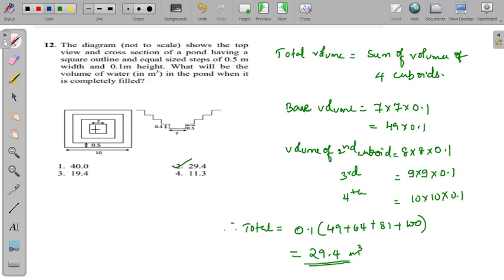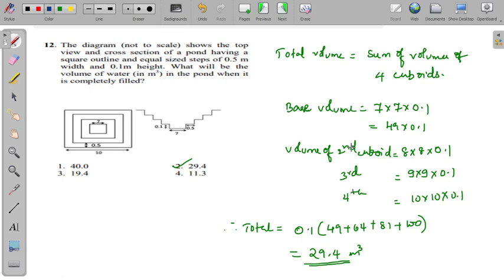So base volume is first 7 into 7 into height. Height is 0.1, here it is outlined, and equal size steps of 0.5 meter. Steps are of 0.5 meter width, but width has nothing to do here. Height we need, the length, breadth and height. So height is 0.1, so 7 into 7 into 0.1, 49 into 0.1 is the base volume.